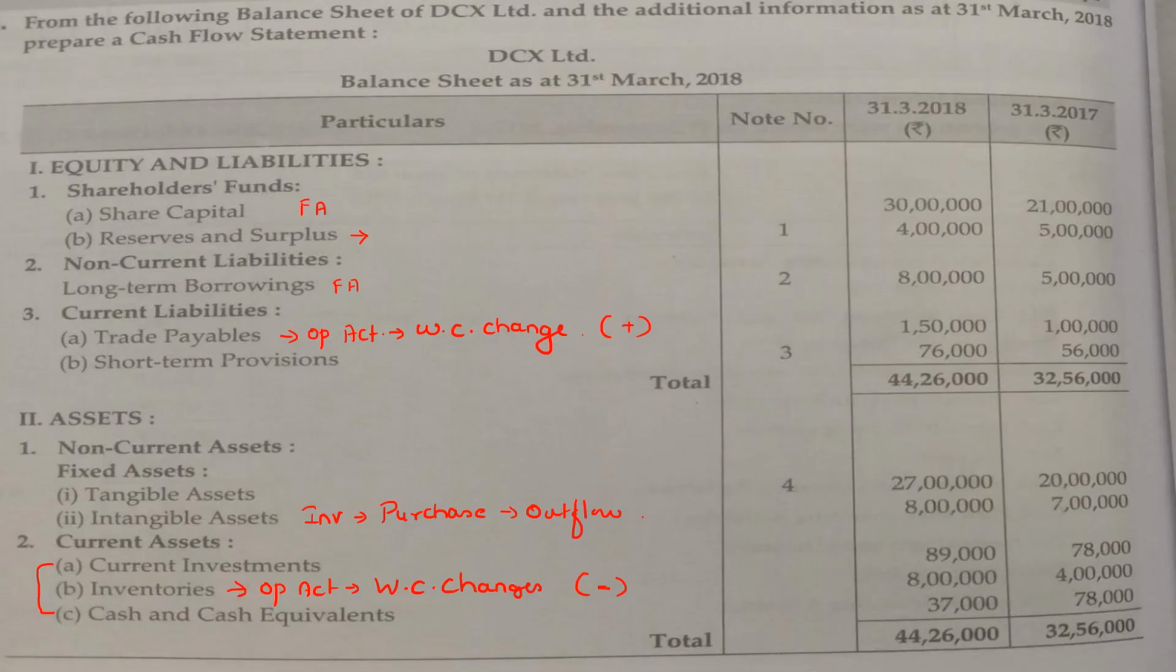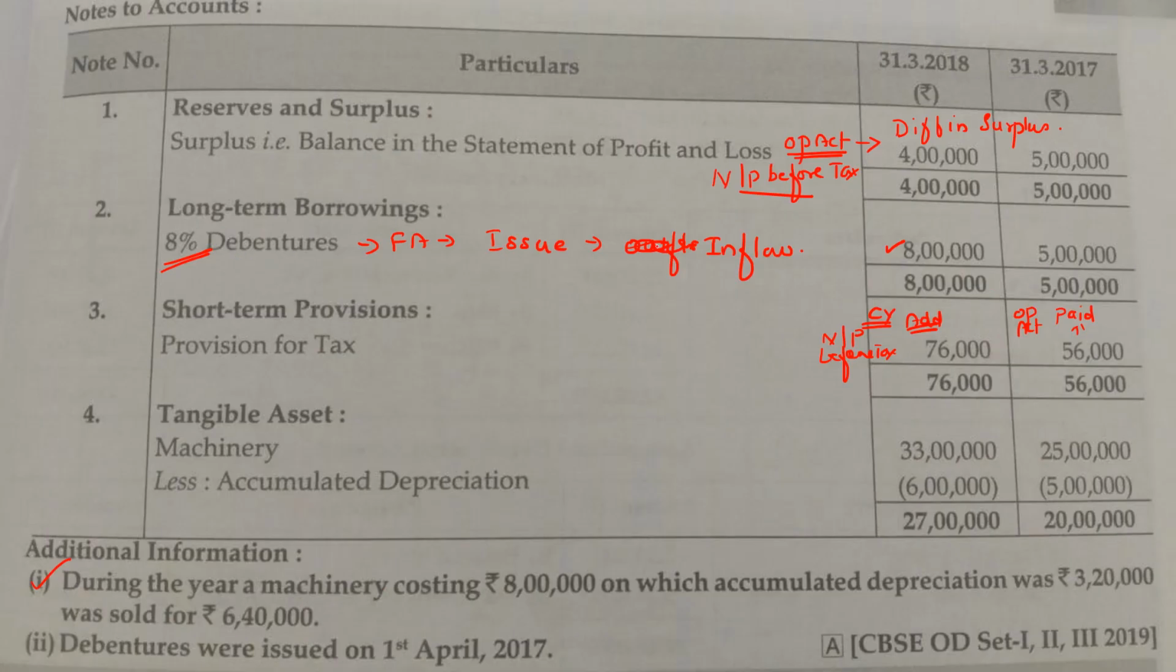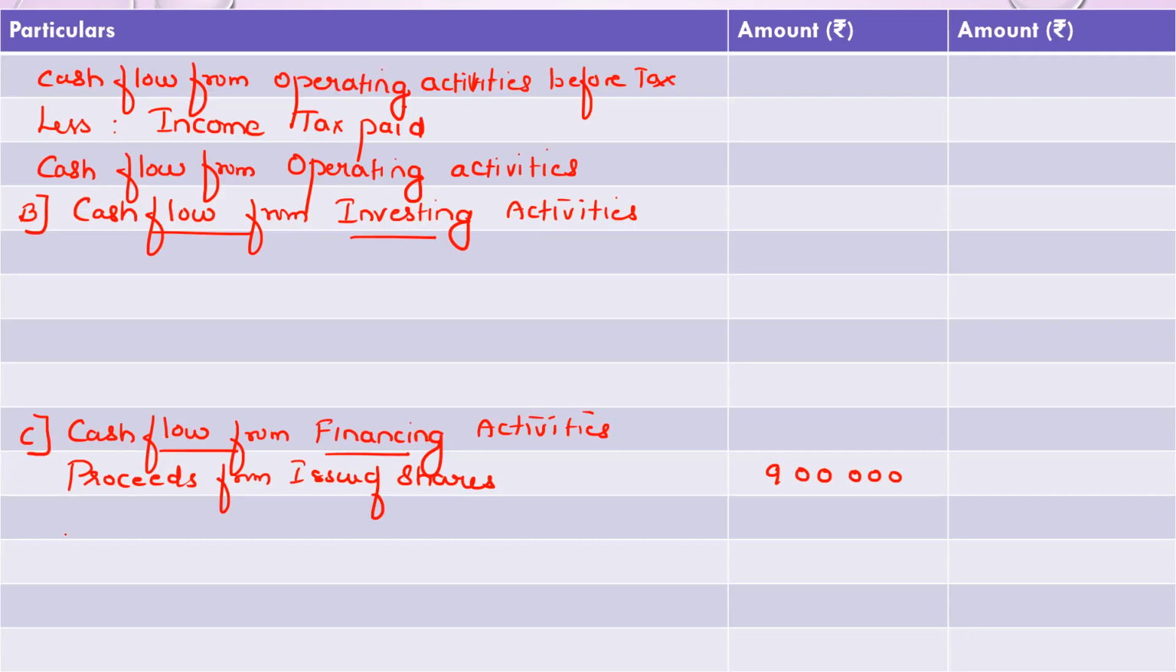That is done. We go to the next item, which is non-current liability. Here, again, reference to this 8% debentures, which has increased, and that increase means issue of debentures during the year, which were issued at the beginning of the year. So it's a part of financing activity. So proceeds from issue of 8% debentures. So it has increased by 3 lakh.